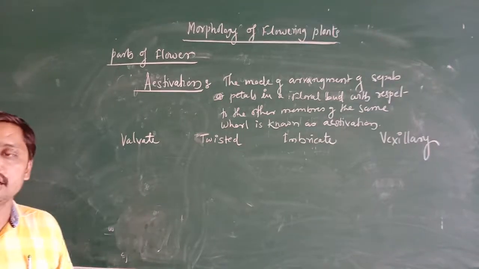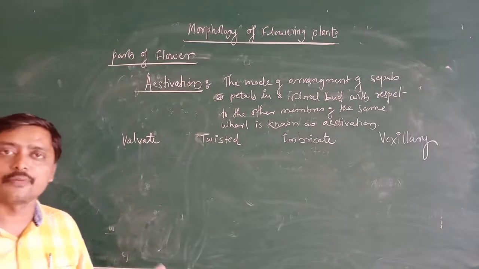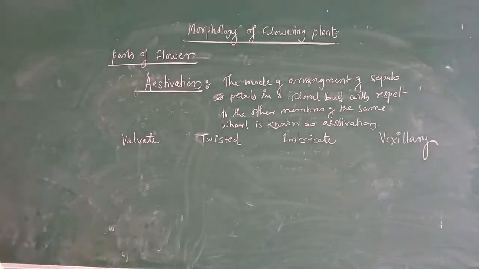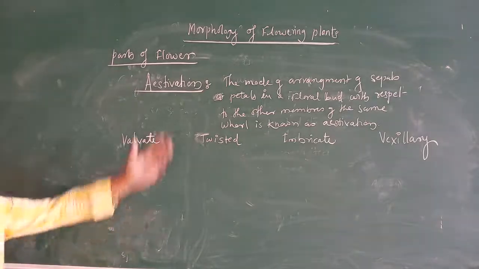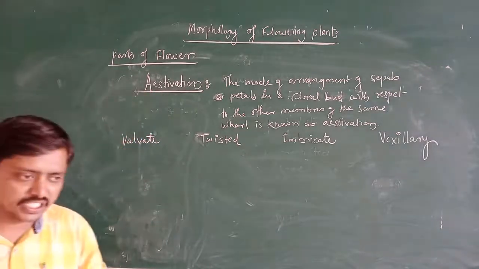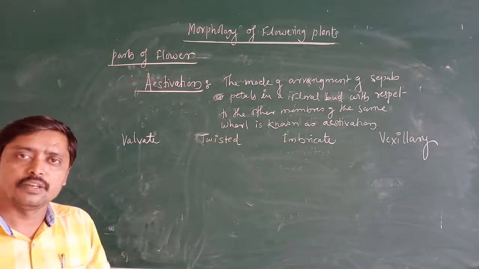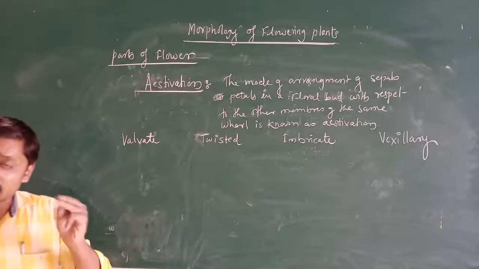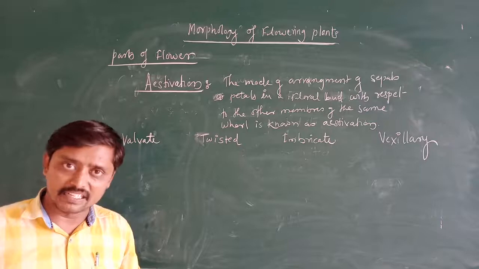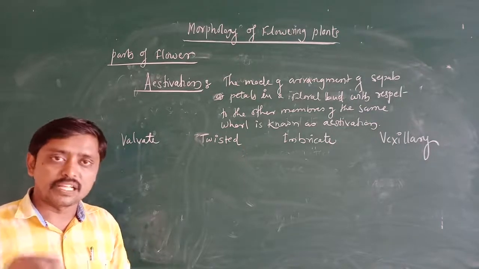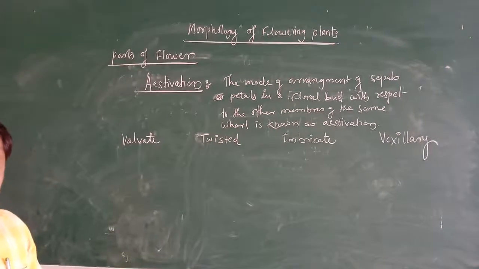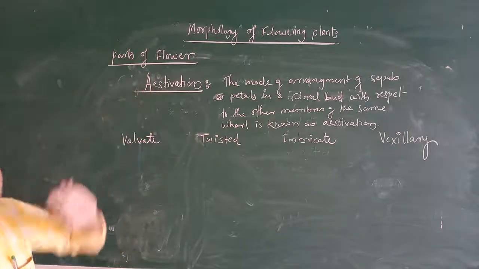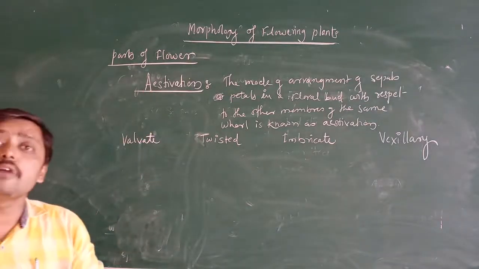We are studying about gamopetalous, polypetalous, gamosepalous, and polysepalous. Now here we are going to study about aestivation. What is meant by aestivation? We are studying the parts of the flowers, the sepals and the petals. The arrangement of sepals or petals in a floral bud with respect to the other members of the same whorl is called aestivation.